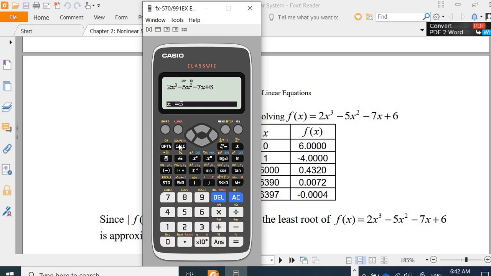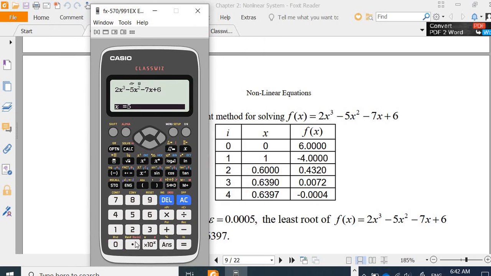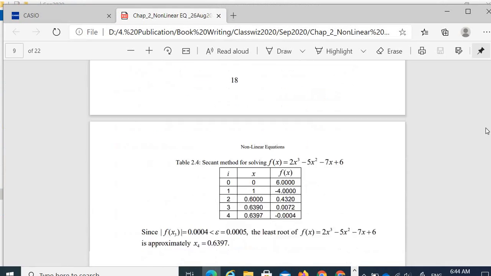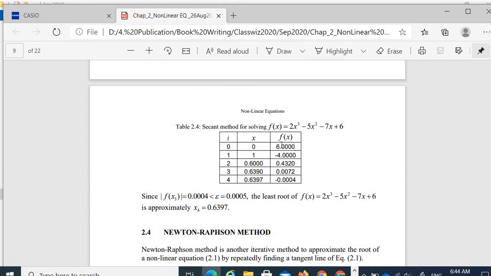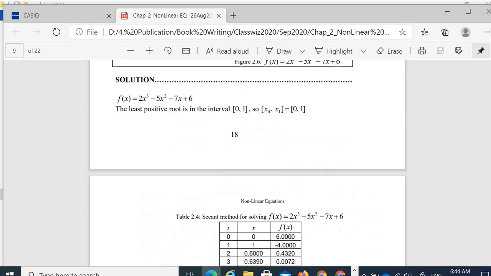Okay, I calculate. So first of all, x is x1, x is 0. Then you get this 6, and then you calculate. So x is what? 1. So you get negative 4. And then to find x2, you will find x2 using your secant formula. So just now we have calculated f0, f1. Now we are going to calculate x number 2, if using the secant formula.